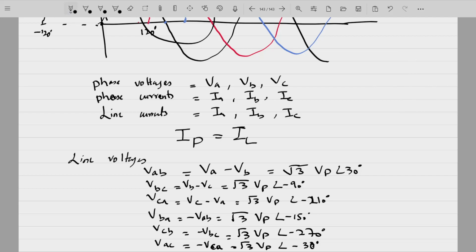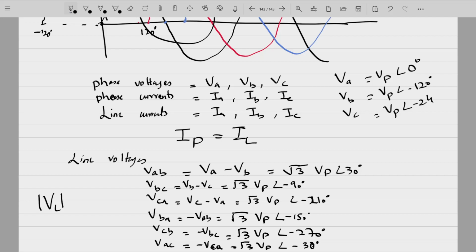ठीक है, तो ये आपकी लाइन वोल्टेज है. So you can see the magnitude of line voltage, the magnitude of phase voltage. VA, VB, VC हमने ये लिया था. VA is VP angle 0 degrees. VB is VP angle minus 120 degrees. VC is VP angle minus 240 degrees. You can take minus plus, कोई फर्क नहीं पड़ेगा. It will not change our system.